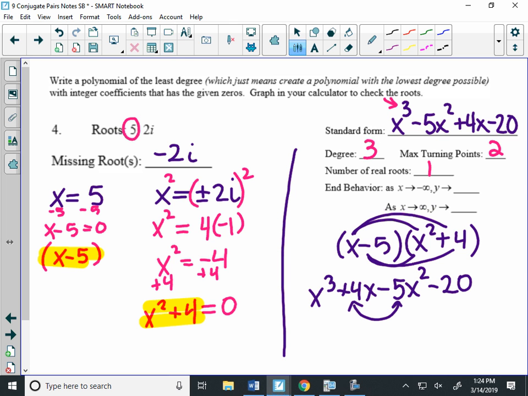And what would be the end behavior? I have an odd degree, positive leading coefficient. So that means my left side starts at negative infinity and ends at positive.